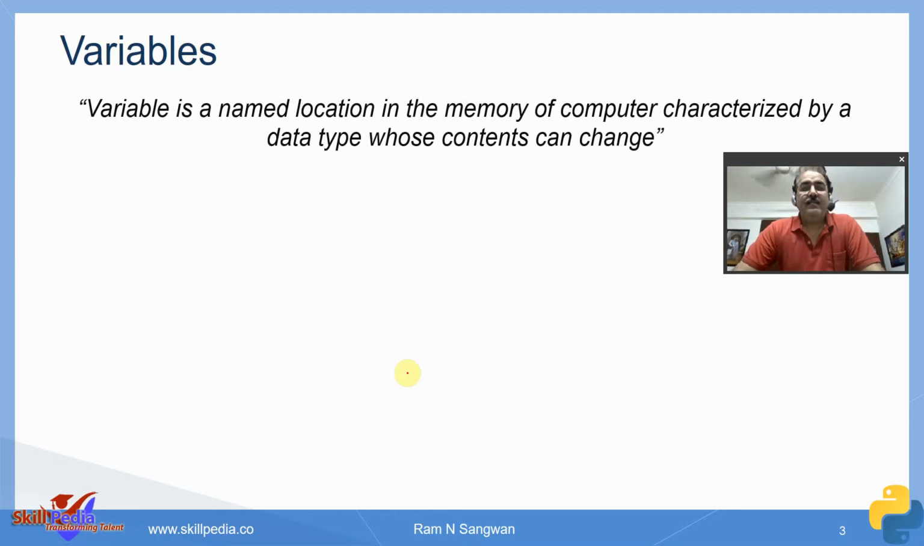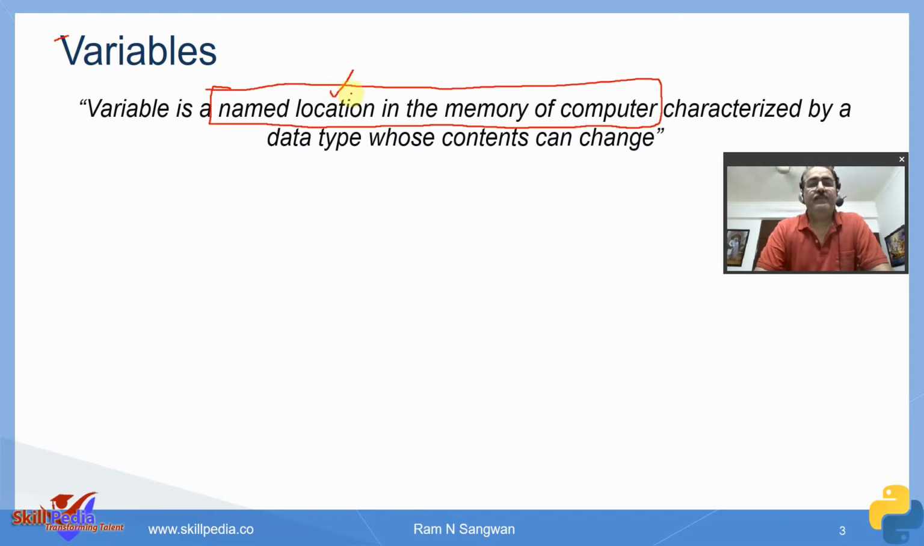Variables. This is the complete definition. Variable is a named location in the memory of computer characterized by a data type whose content can change. Now each word is important. Named location in the memory. They are not on the disk. They are in memory, RAM. They have to have a name in the memory. Characterized by data type. They must have a data type. We can't think of a variable without a data type. And whose contents can change. They are not fixed. Their content can change. So by definition, this is a variable. This is how you define variables.